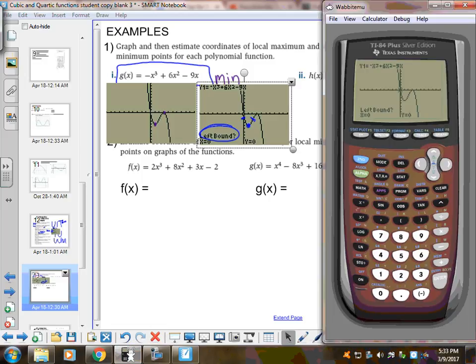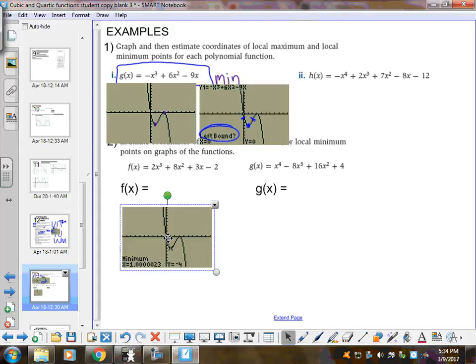So I'm left bound over here. So I am left bound, as you can see when I moved it. So I'm going to hit enter. That was left bound. Now I've got to go to the right of this point. So I'm going to move it a little bit to the right and hit enter. Now it says guess, so I'm going to go back to about where I think it is and hit enter. And there it gives me exactly where it is. And I'm at 1, -4.